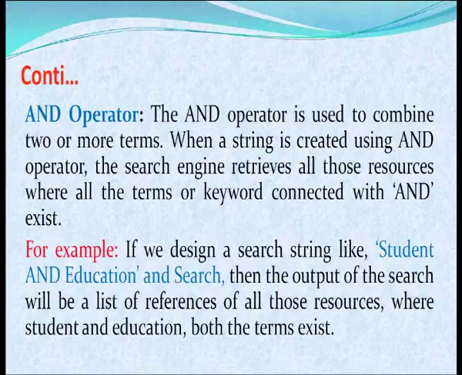When a string is created using the AND operator, the search engine retrieves all those resources where all the terms or keywords connected with AND exist. For example, if we design a search string like student AND education and then search it, the output of the search will be the list of references of all those resources where both the terms, student and education, exist.